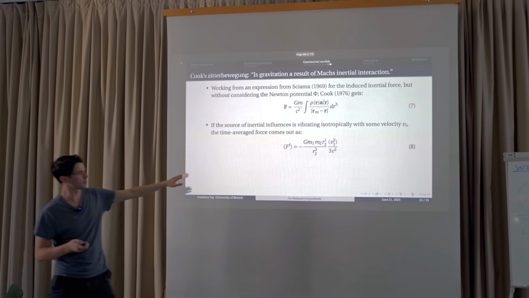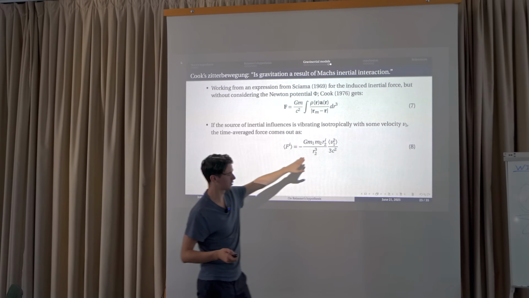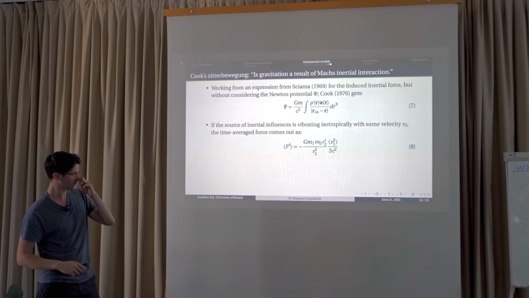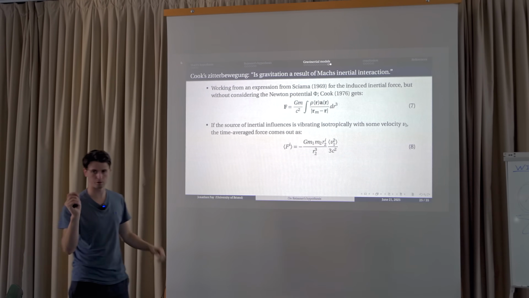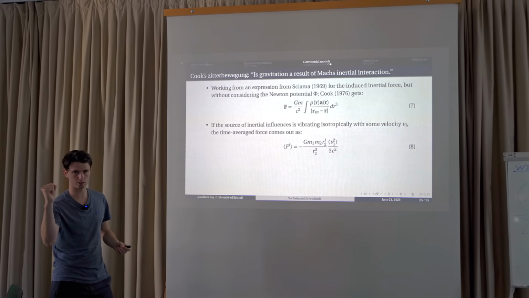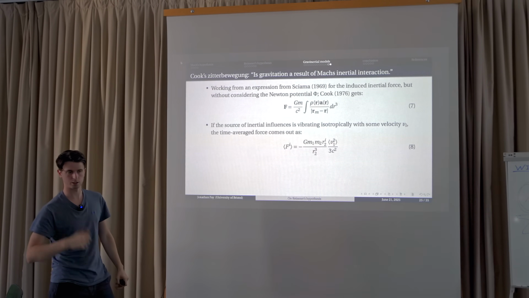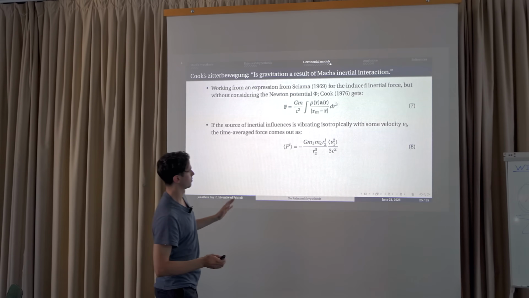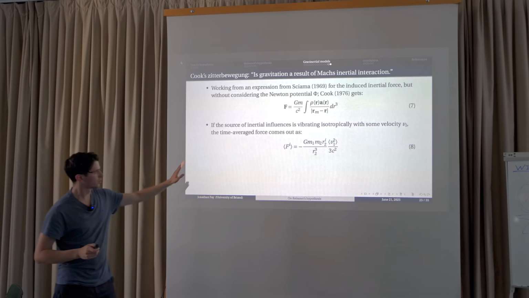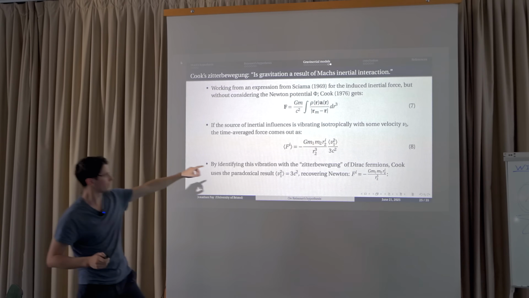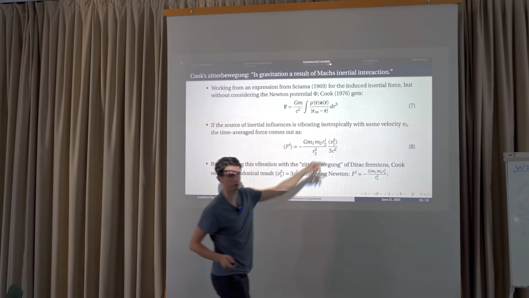So the time average force comes out as this, and it's related to the velocity squared of the vibrating particle. It's independent of the radius, by the way, because if the radius is smaller, the acceleration is greater. So even though the difference will be smaller, the acceleration will be greater. So we have this time average force, where this is the time average of the velocity.